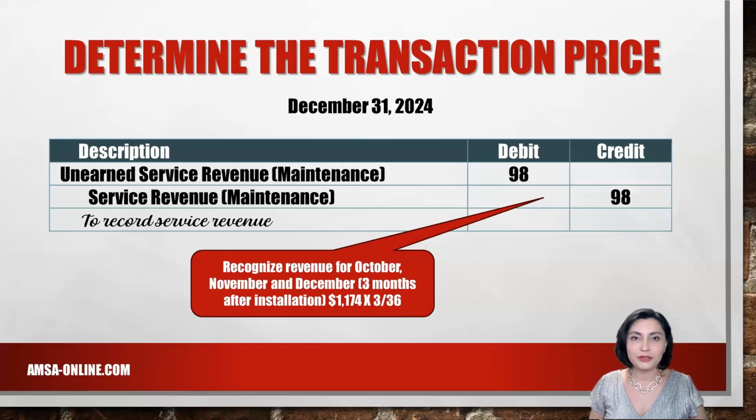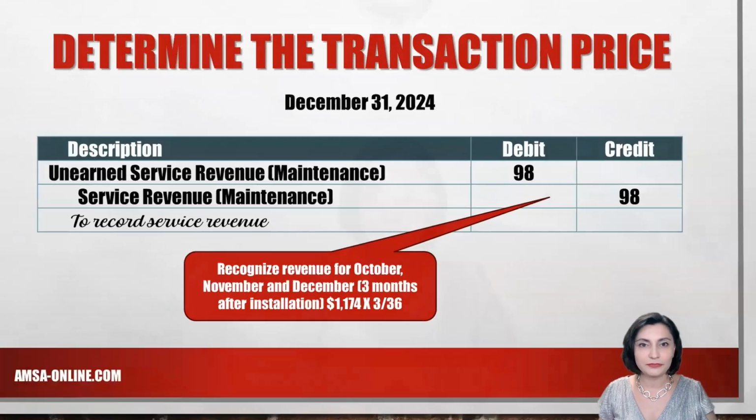To calculate the 3 months of maintenance revenue, 1,174 is multiplied by 3 months and divided by 36 months. The maintenance plan is for 3 years or 36 months.